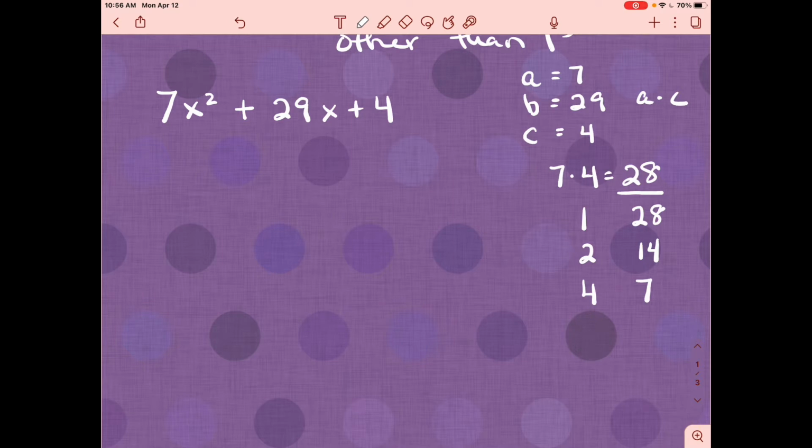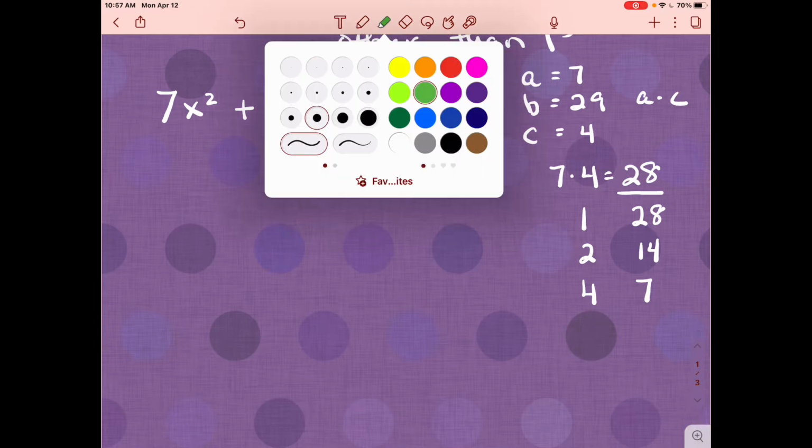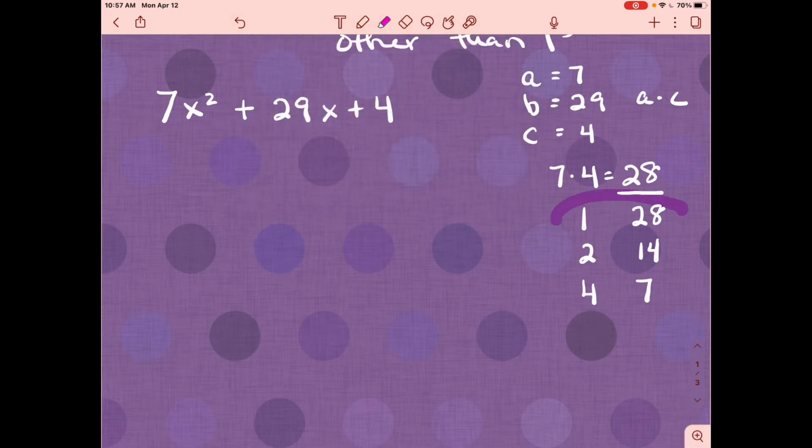We are looking for which of these pairs not only multiplies to be 28, but adds together to be 29. And so we can look at these two guys right here, 1 and 28. And instead of writing out the binomials, here's where we have to do an extra step. We're going to rewrite our equation, 7x squared, and then we're going to use our pair of numbers here, plus 1x plus 28x plus 4.